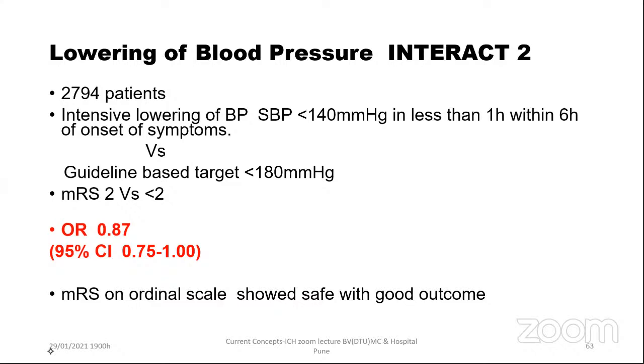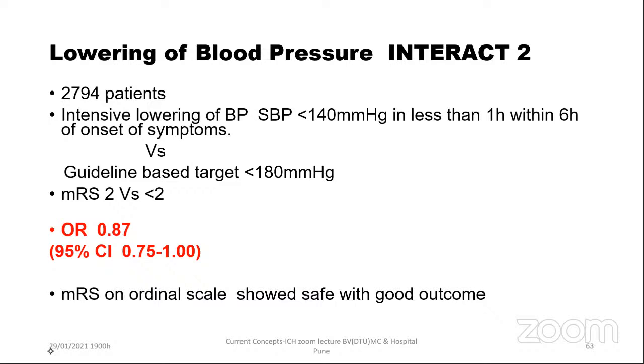There were 2794 patients, and the odds ratio is saying that both the outcomes are equal, but it is safe with a slightly better outcome. The odds ratio is about 0.87. So intensive lowering of blood pressure to less than 140 millimeters of mercury within 1 hour, within 6 hours of onset of symptoms, maintained for 7 days, and studied compared with the guideline-based target of less than 180.